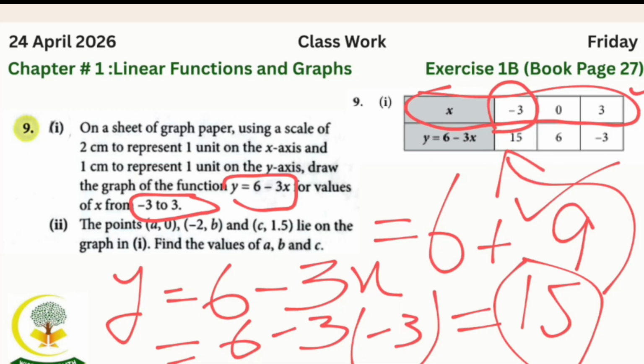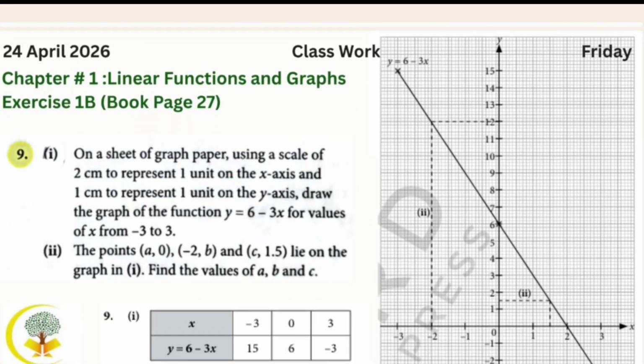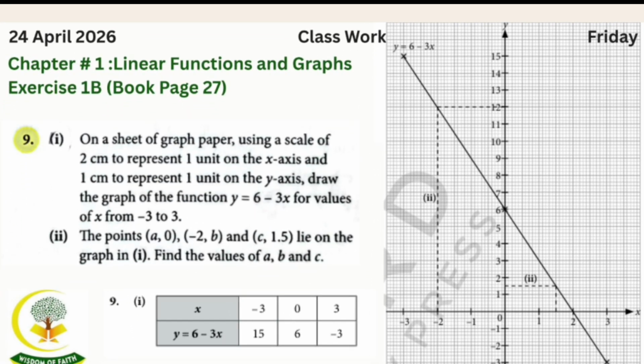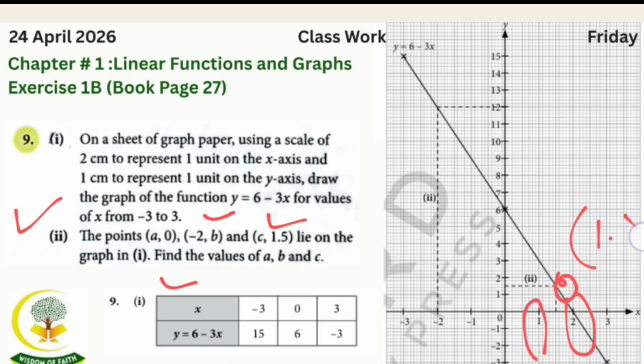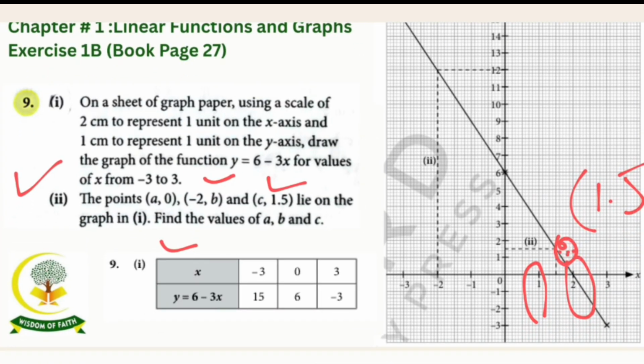Same like it, the next value as well, we had done in class. We are repeating it as well. Now moving on, book page 27, question number 9, part B. Part A is done. Now part B, you just need to draw these points. Point number 1 is A, 0, point number 2 is minus 2, B, point number 3 is C, 1.5. So where is 1.5? This is 1 and this is 2, and in between is point 1.5. Clear? This is the point where we meet 1.5.